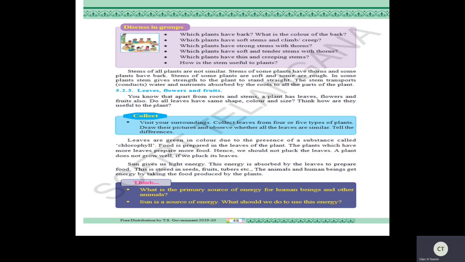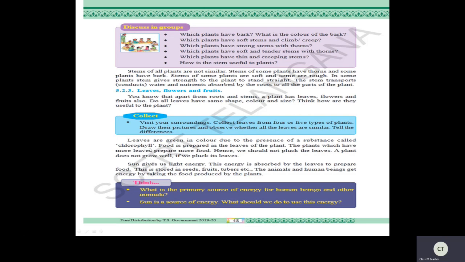Chlorophyll, which gives green color to the leaves. It is very, very important, children. Once again, let us see. Leaves are green in color due to the presence of a substance called chlorophyll.